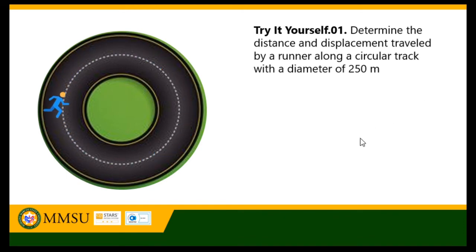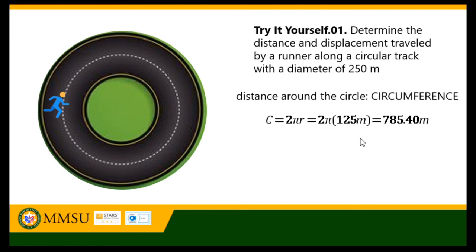For the total distance covered by the runner, it is equivalent to the circumference of the circular track, and its circumference is given by the equation 2 pi times r, where radius is half the diameter of the track. So the total distance run by the runner is 2 times pi times 125 meters, which is 785.40 meters. As for its displacement, it is equivalent to 0.